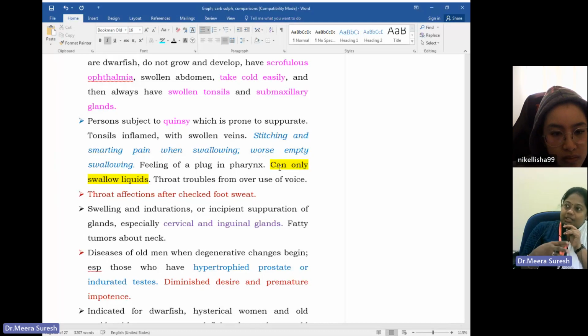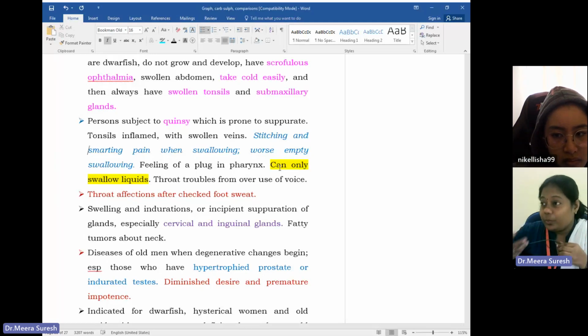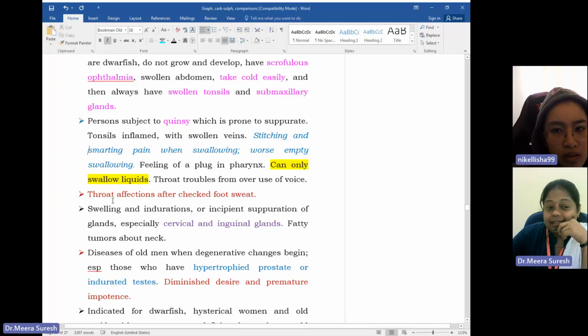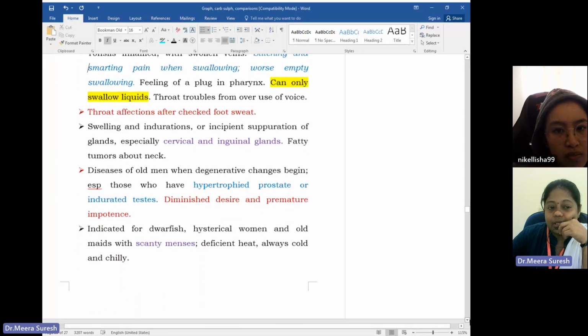What we commonly see, maybe 60%, I don't know the exact figure, is that people say empty swallowing, or swallowing saliva or water, is painful, while when they are eating they do not feel that much pain. That's what we generally hear from patients. But in Baryta, they have this quinsy and everything, yet they are very comfortable swallowing liquid, not solid. Then they have throat affections from suppressed foot sweat.